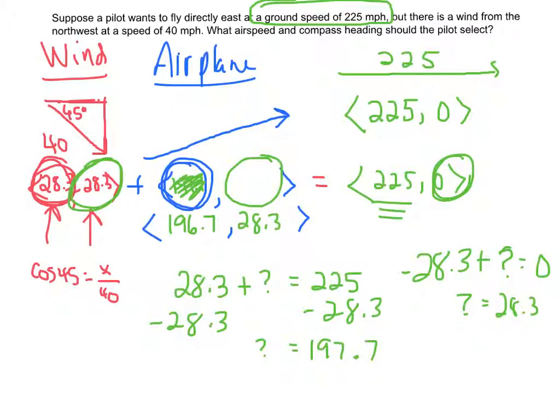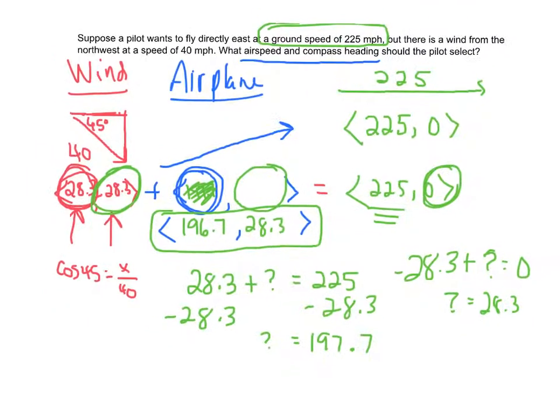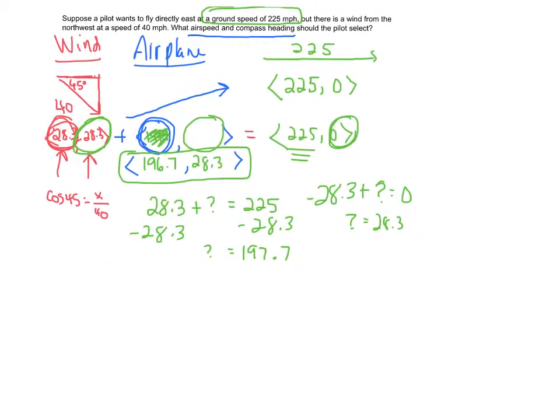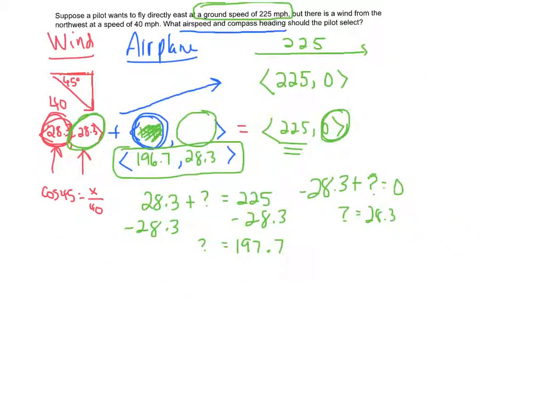So I have my x and y components of our airplane vector. It asks us what airspeed and compass heading should that be. So it's asking for magnitude and direction. I need a little bit of room to figure this out, so I'm going to give myself some room here.